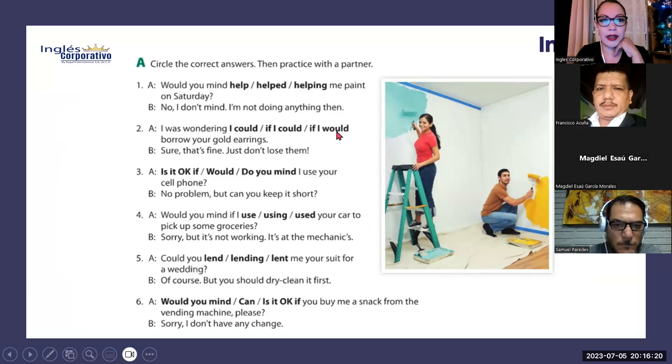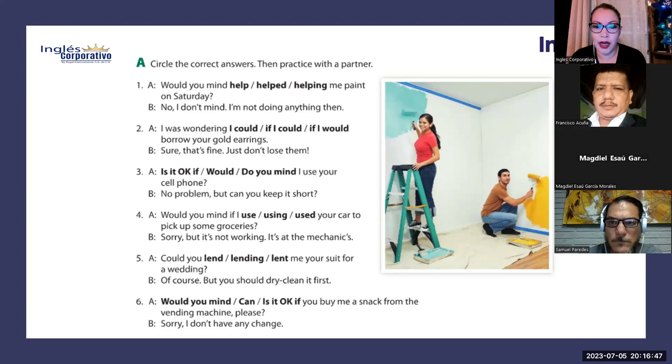Would you mind, for example, ahí tenemos la primera, would you mind, y necesitamos un verbo después, sería help, helped, or helping me paint on Saturday. Helping, por lo que acabamos de decir, ¿verdad? Would you mind helping me paint on Saturday? No, I don't mind. Decían, ¿te importaría ayudarme a pintar? No respondió yes. Respondió, no, I don't mind. No, no me molesta. Not a problem. No, I don't mind. I'm not doing anything.